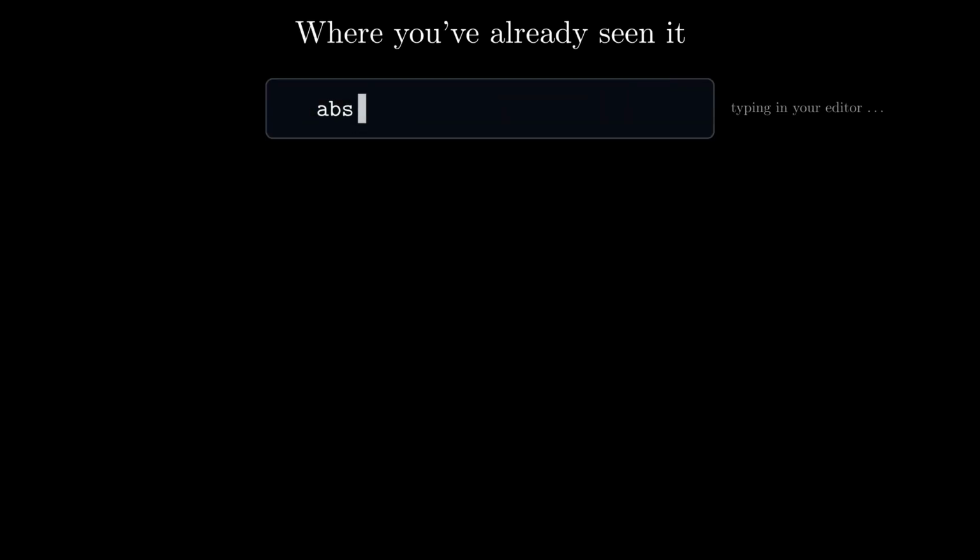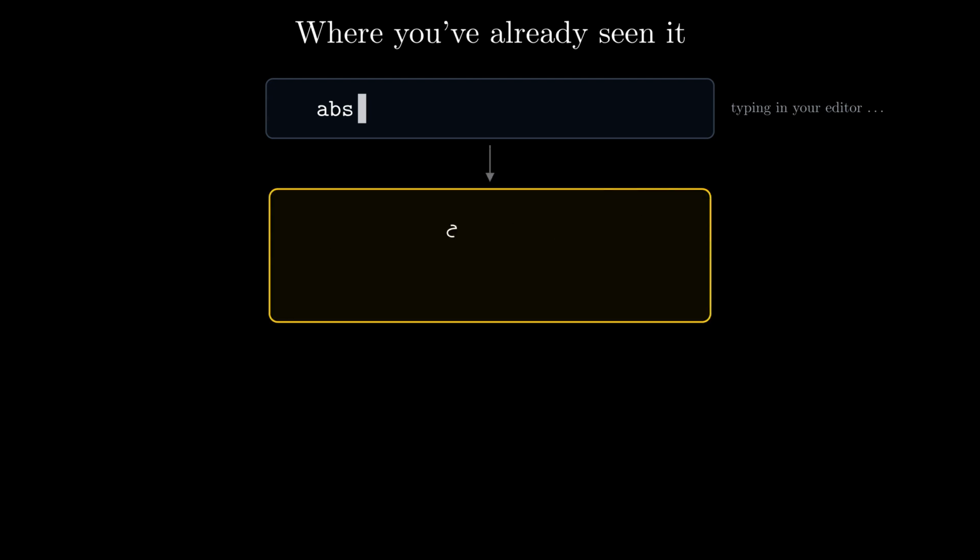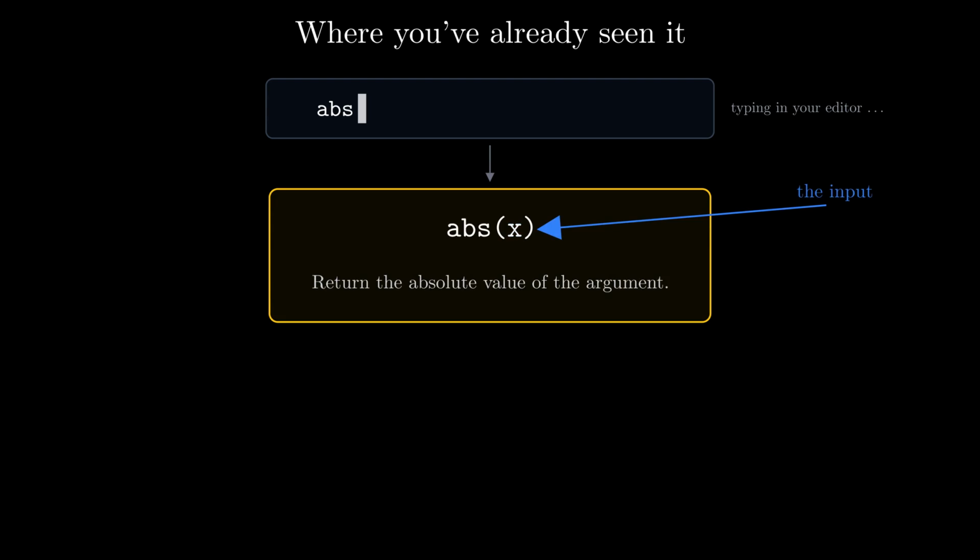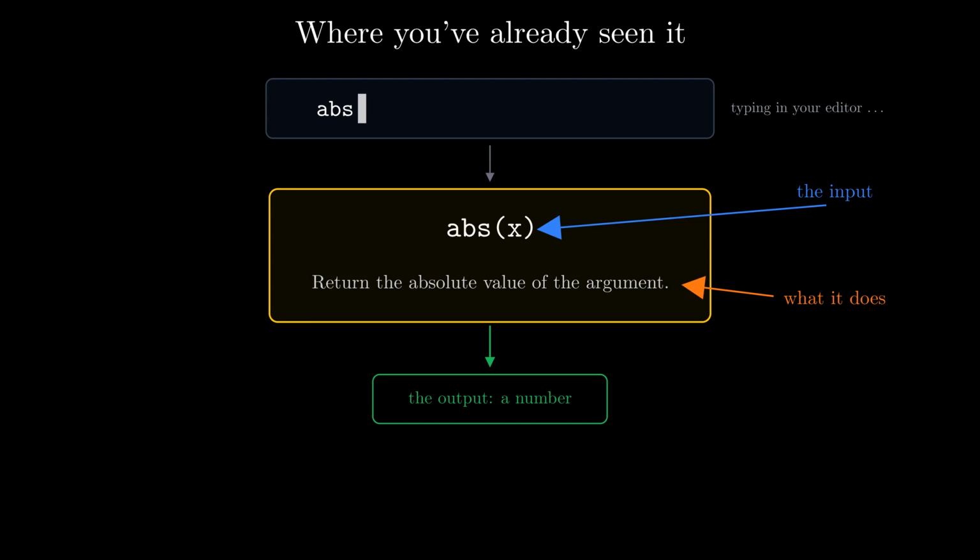You have almost certainly seen a docstring already without noticing. Start typing a call to abs in your editor or hover your cursor over it, and a little box pops up. It shows the signature. Abs takes one input named x, the value you want the absolute value of, and it shows a line of description. Return the absolute value of the argument. That tiny pop-up is the contract. It tells you the input, what the function does, and what it gives back, without ever revealing how. That is the whole point. You can use abs perfectly while knowing nothing about how it is built.